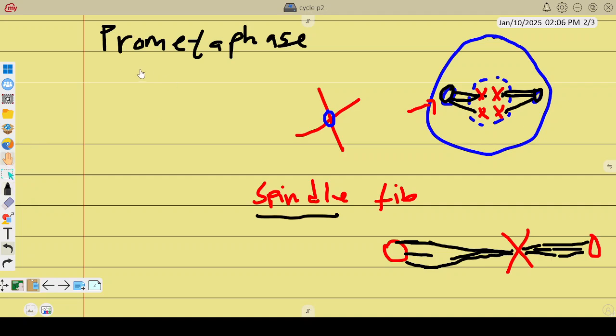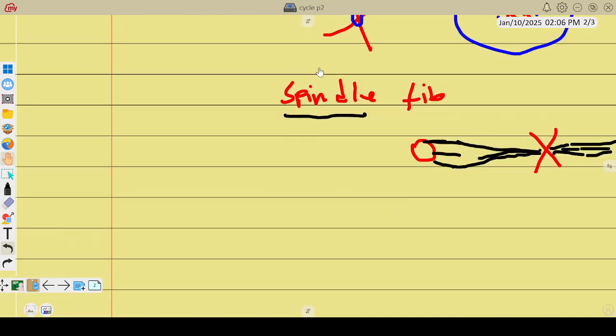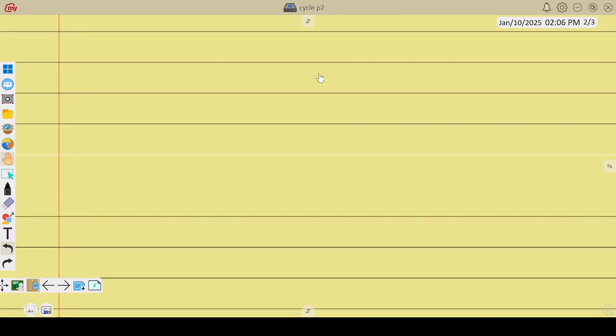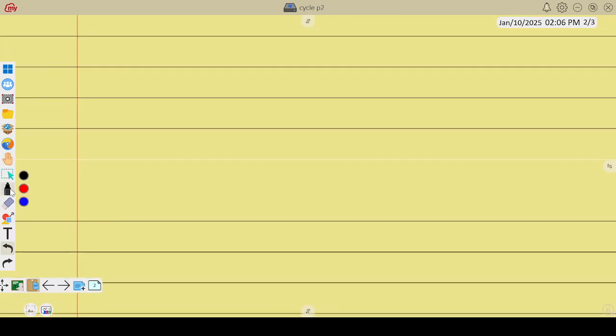metaphase. So we're done with prometaphase. I'm going to give you a summary of the whole lot of this for easy revision. So that was prometaphase. Now let's discuss metaphase.